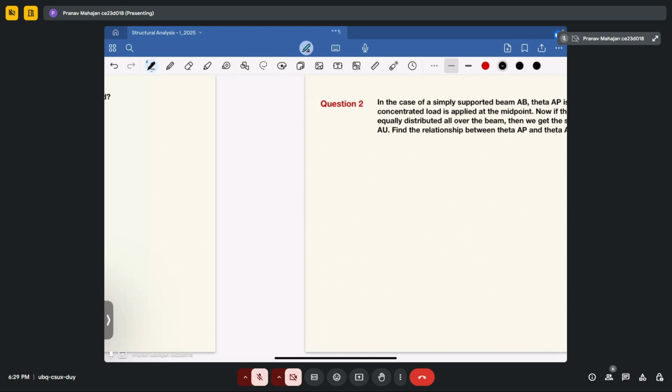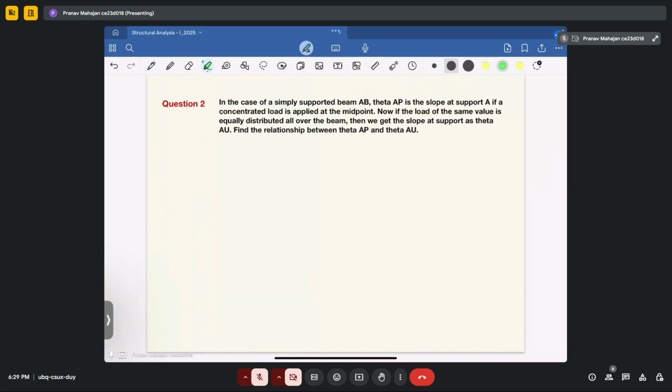So let's start to solve the problems. So what this question tells you, so this is the question number 2. In this, it is mentioned that in case of a simply supported beam AB, theta AP is the slope at A when a concentrated load is applied at the midpoint. So let's draw the diagram first. So we will first draw a simply supported beam AB having a hinge at end A and a roller support at end B.